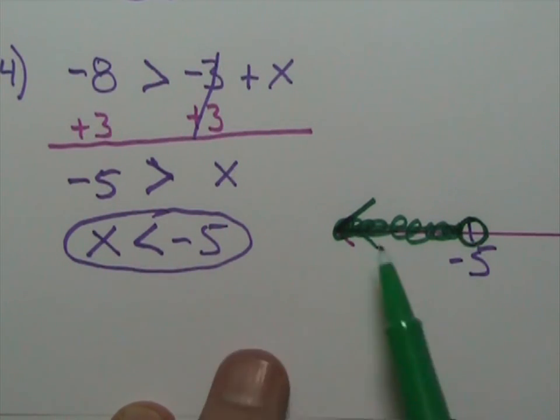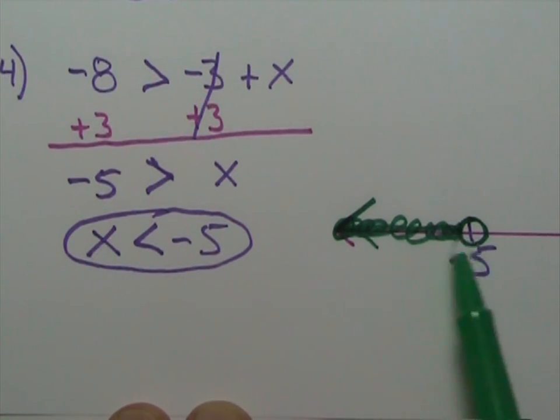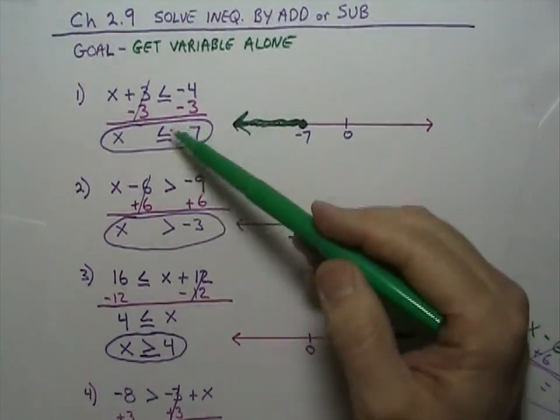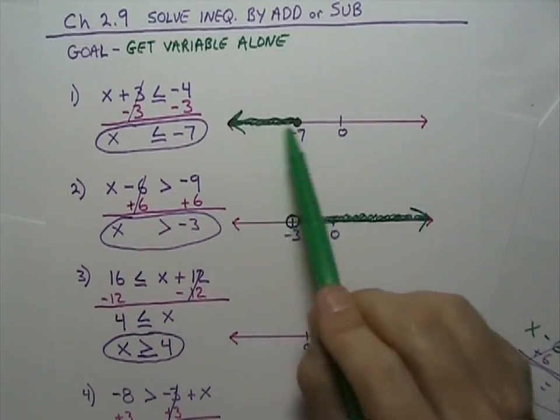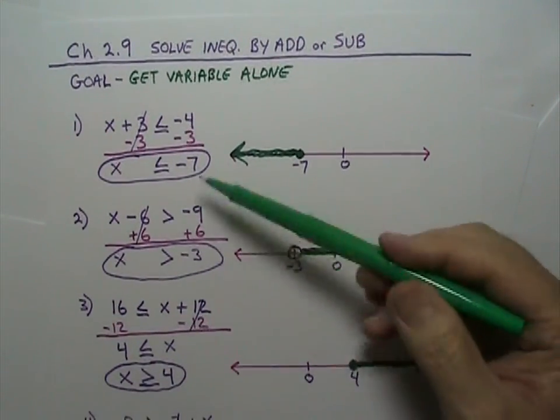So this is the solution, and this is a display of the solution, all the answers it could be. So again, you found the solution and then you displayed it by graphing it. You did it by adding or subtracting.